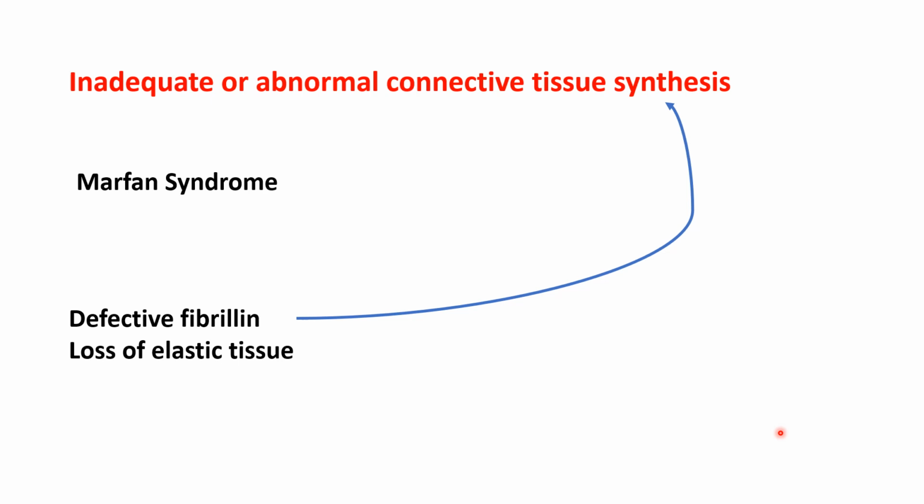Another reason why we have inadequate or abnormal connective tissue synthesis is this disease called Marfan syndrome. So we know that in Marfan syndrome, fibrillin is defective, and fibrillin is the scaffolding protein. Where the media is present, it is the scaffolding protein. If the scaffolding protein is defective, there will be progressive loss of this elastic tissue. And when elastic tissue is lost, there is no strengthening of the media. And because of weakening of the media, that will lead to aneurysm.